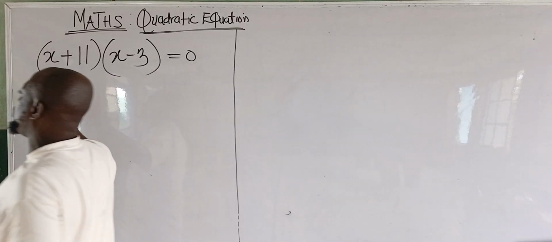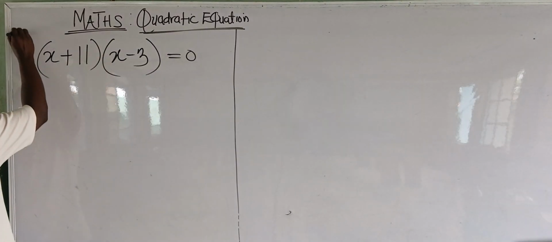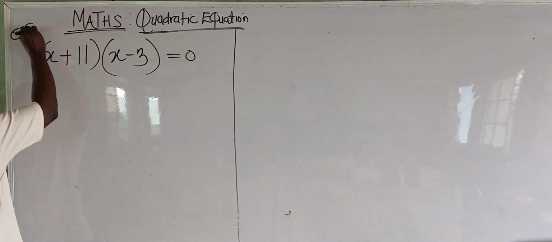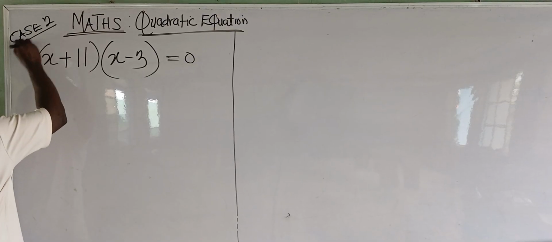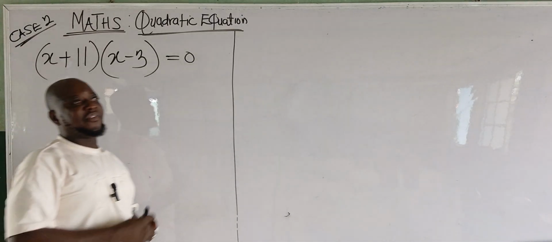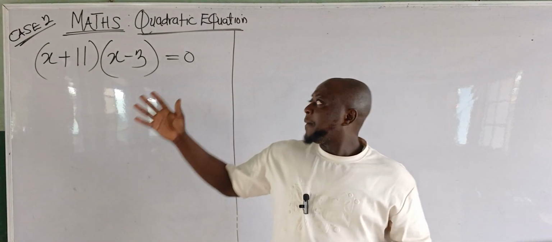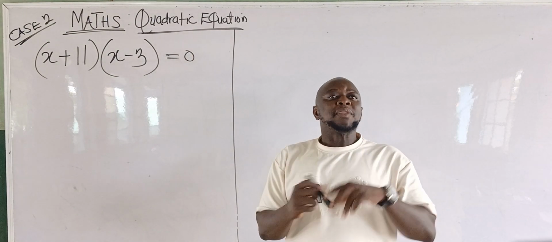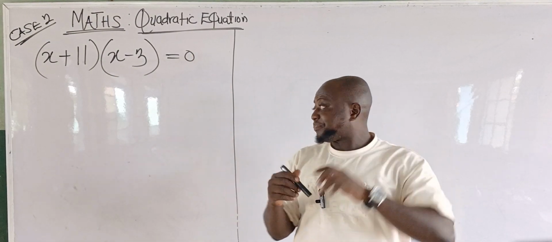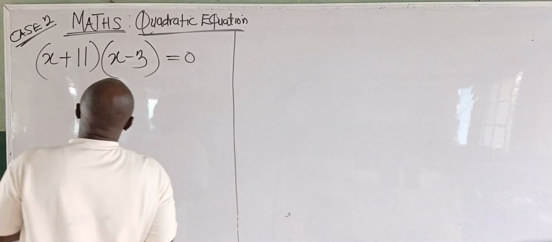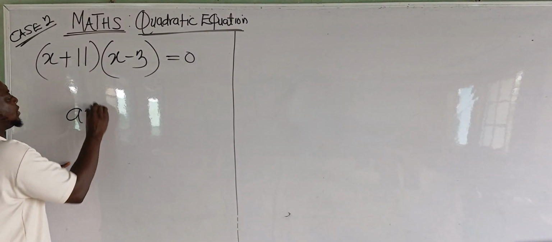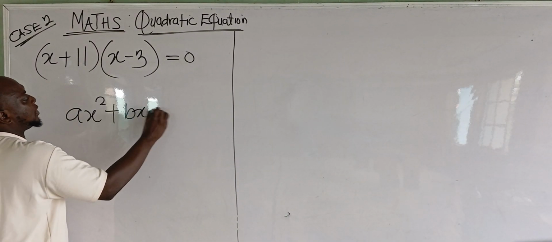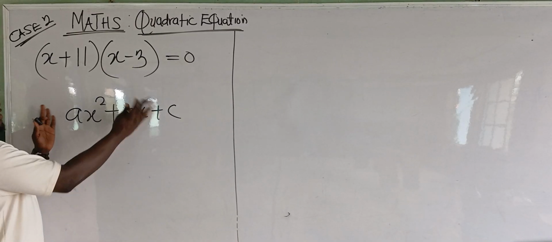So this is case 2 of what we are dealing with. Case 2. Now for this one, what is the first thing we are going to do? This is in bracket form. It is not arranged in the quadratic equation form. The general equation of a quadratic is this. This general equation has no bracket.